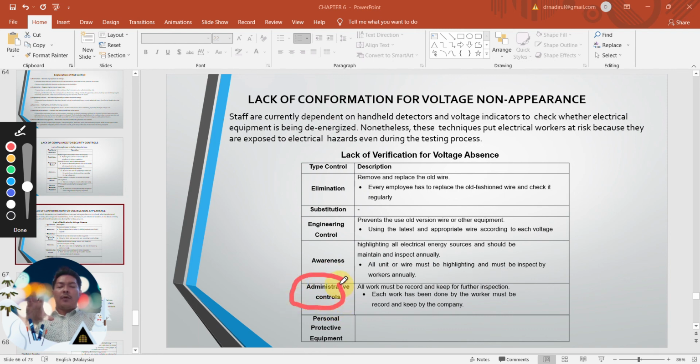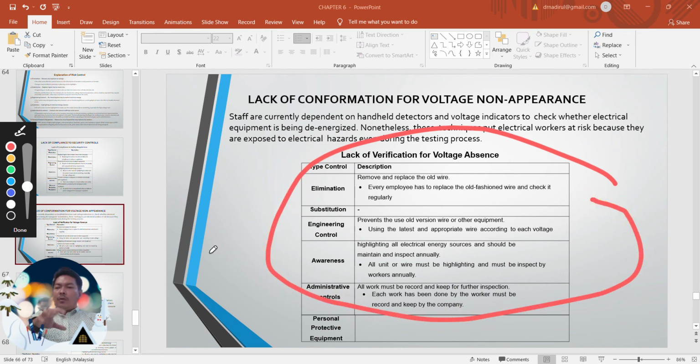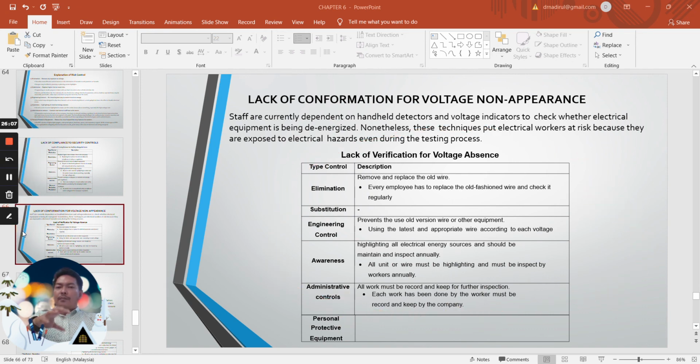The last type of risk control is administrative control, in which all work must be recorded and kept for further inspection. So each job done by the workers must be recorded and kept by the company. So this is the end of this topic, module 6. You can go through the hard copy of your module and then have a better understanding of what module 6 is about.